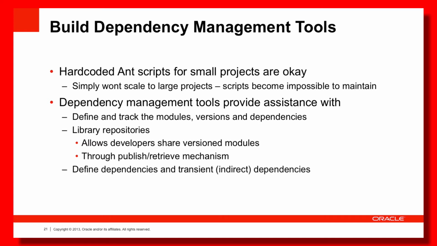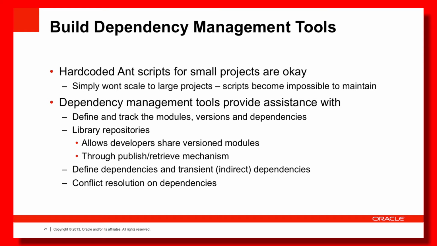Now, the real power of these tools is that typically not only are they able to download specific dependents that your current module is directly related to, but they can also download what we call transitive or indirect dependencies. So I'm dependent on module A, and module A is dependent on B and C. So not only will it download module A for me, but it'll download modules B and C for me to make sure that I've got all the indirect dependencies as well.